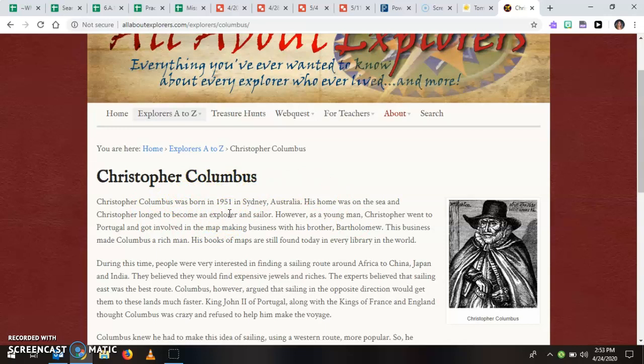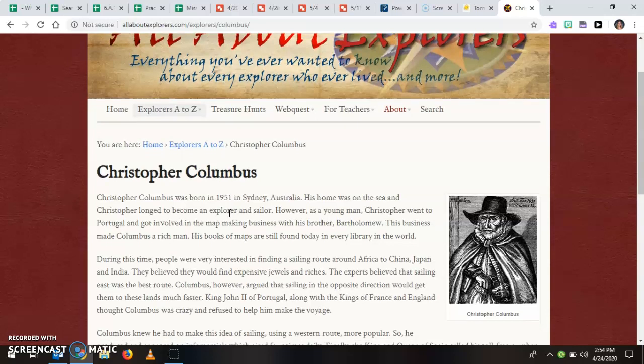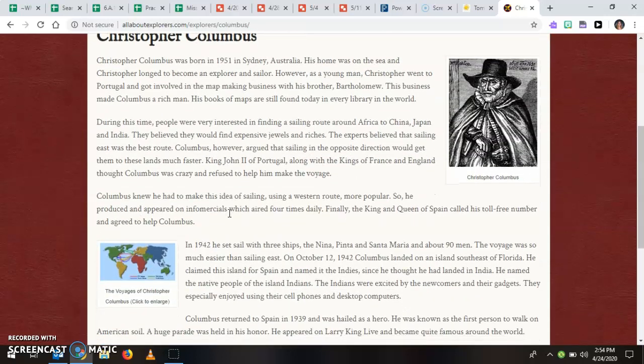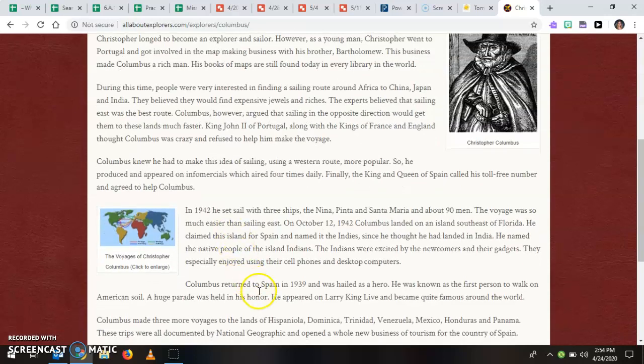Okay, 1951, that's when some of your grandparents might have been born. There's no way that he could be born 70 years ago if he sailed the ocean blue in 1492. And I learned that in fourth grade. Okay, that little rhyme. And so if we start looking through this, these facts are not correct. Okay, this is not right. It even says that Christopher Columbus appeared on Larry King Live.